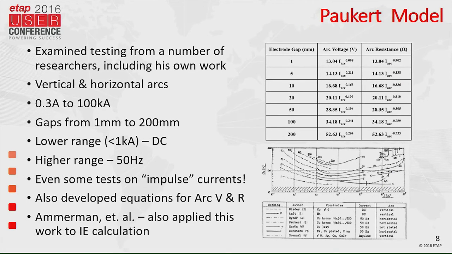Paukert, fairly similar. He examined testing done by a number of researchers and research groups, including some of his own works. He looked at vertical and horizontal arcs, 0.3 to 100 kA, so pretty wide range in there, gaps from 1 to 200 millimeters. Again, the lower range of arcing or fault current levels was DC, higher range was 50 hertz. Even had some tests thrown in there for impulse currents, so not really any frequency that we can assign to those. He also developed equations for arc voltage and arc resistance. Actually, a set of equations, not just one continuous equation, but kind of has a model depending on different ranges of bus gaps. And again, this one was also applied to the incident energy calculations.